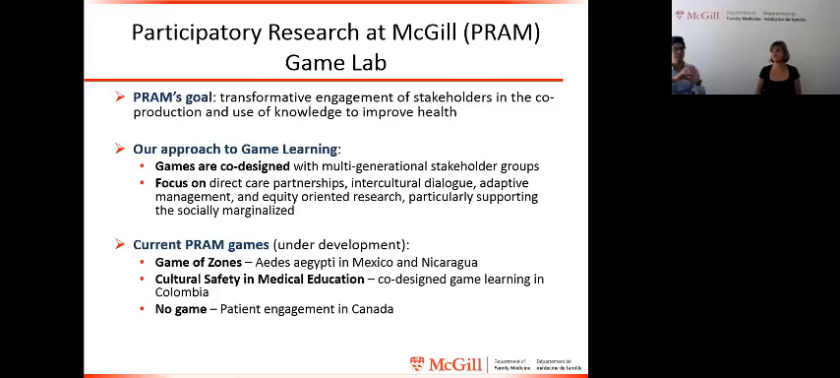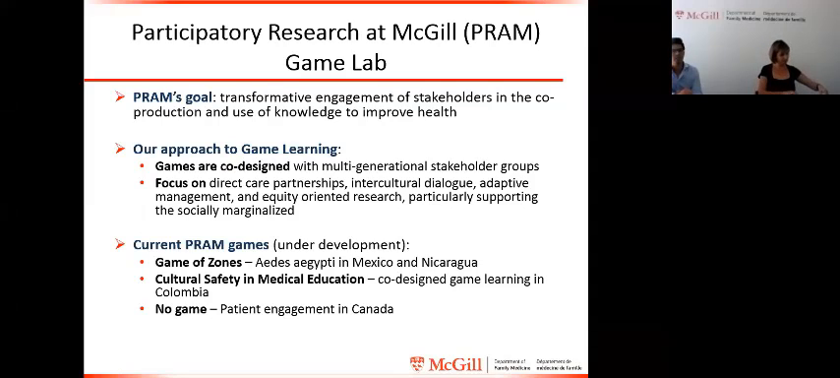We want to take advantage of the experience that the PRAM has gathered through these years and give a step further, and explore game-based learning and how we can use games to impact behavior and to improve behavior in health. So our approach to game learning has two characteristics. The first characteristic is that the games are co-designed between multiple stakeholders. The second characteristic is that we focus on direct care partnerships, intercultural dialogue, adaptive management, and equity-oriented research, particularly supporting the socially marginalized and those in resource-poor settings.